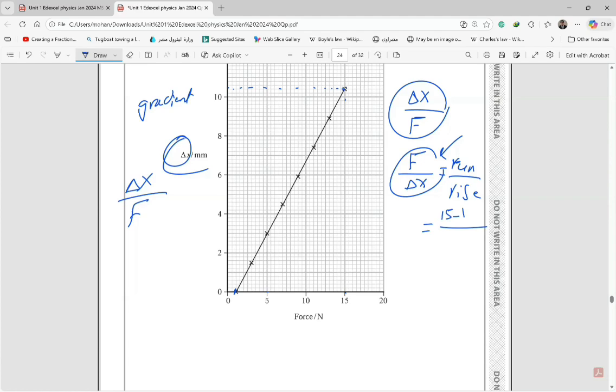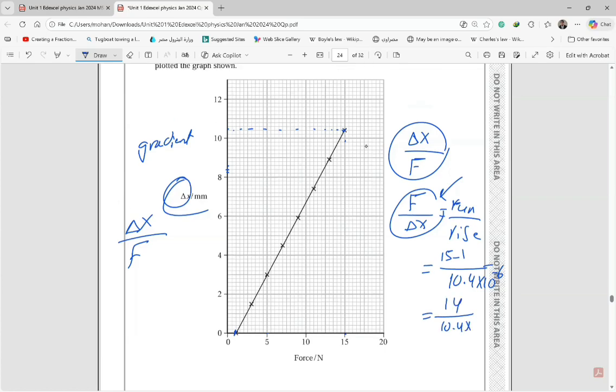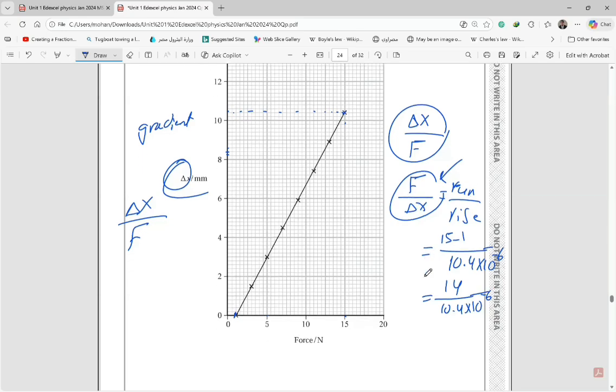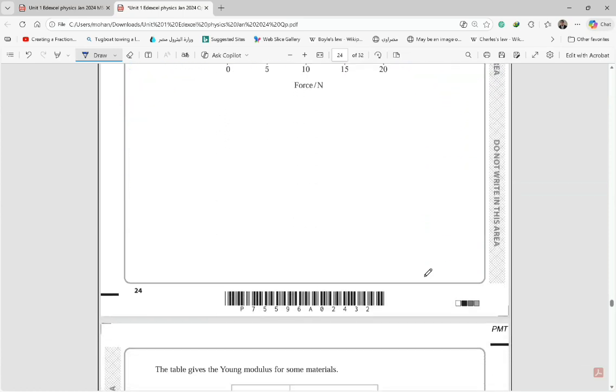The squares are 10, and the 10 means 2 millimeters. This means this one is 0.2, 0.4, and so on. So this one will be 10 from 0 up to here. It is 10.4 millimeters, which means times 10 power negative 6. Now n equals 14 over 10.4 times 10 power negative 6. This is the F over delta X, 14 divided by 10.4.